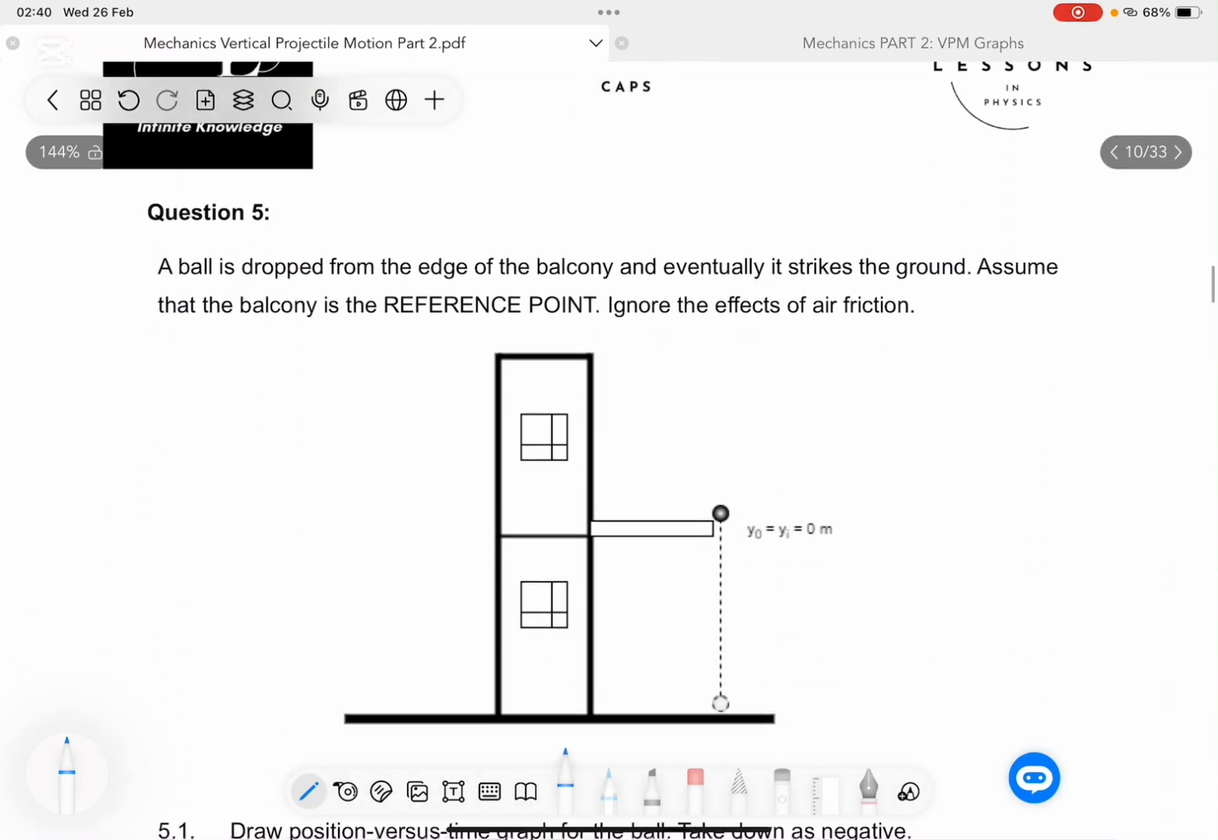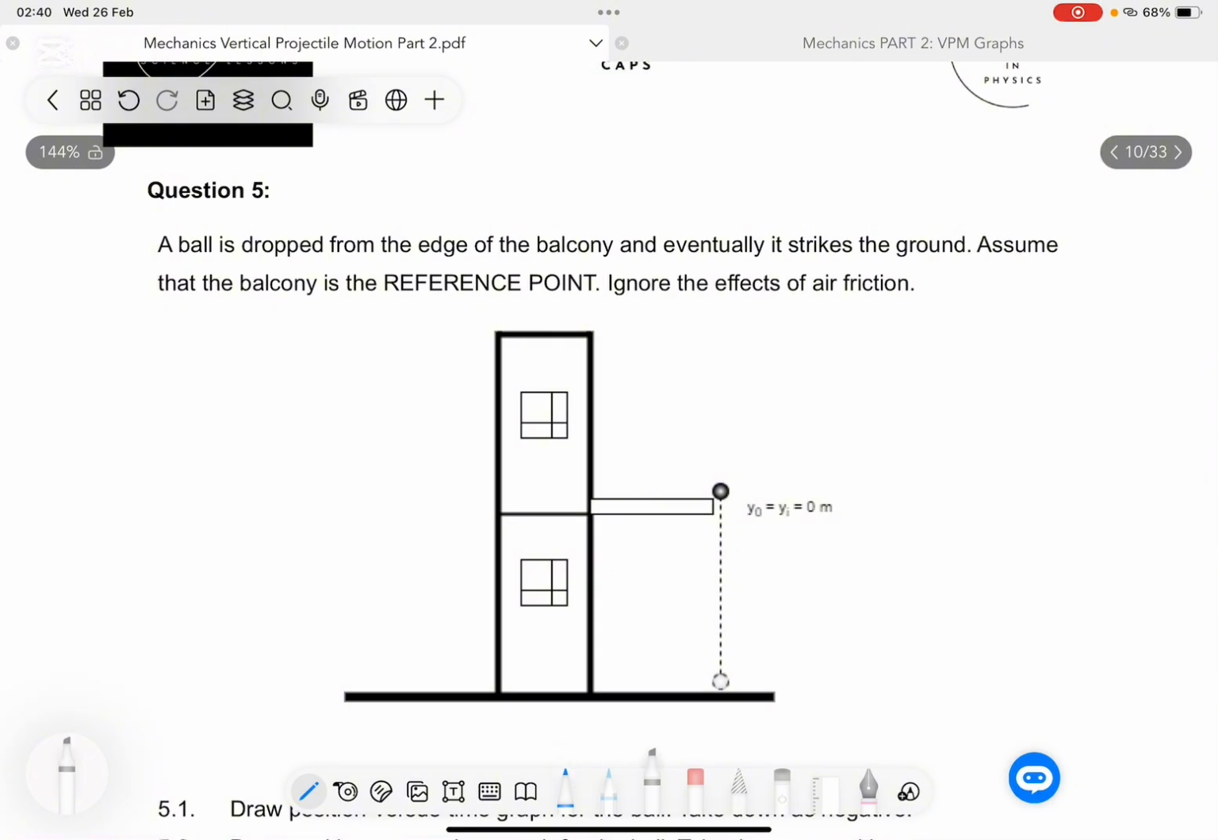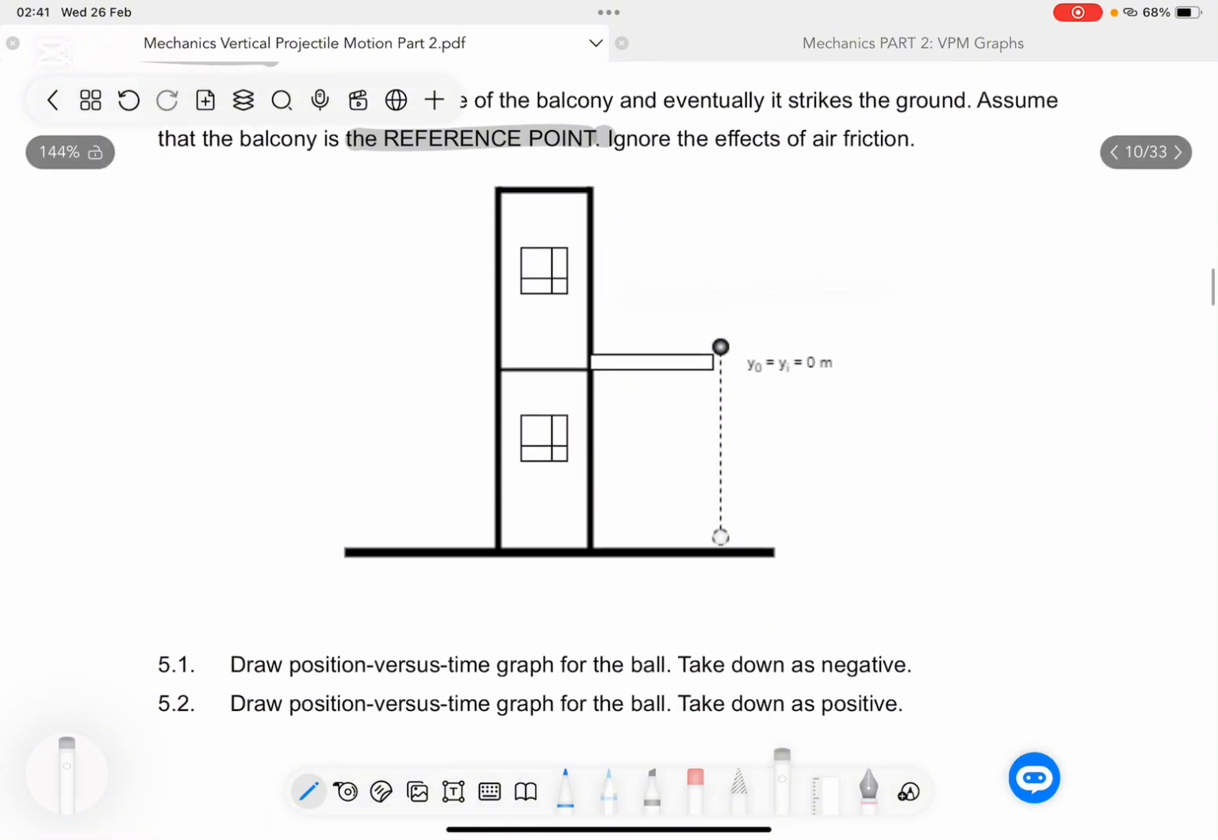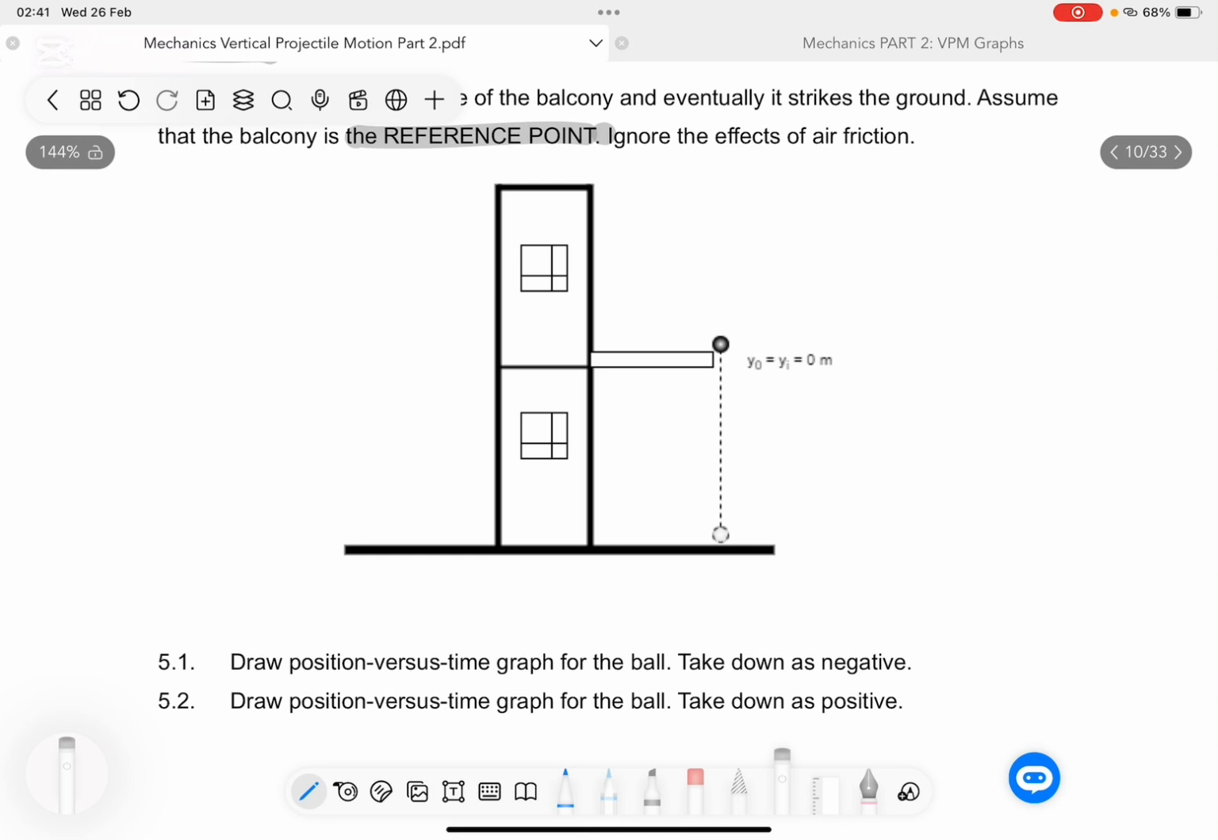We are then now going to look at question 5, which looks at a ball that is being dropped from the edge of the balcony and eventually strikes the ground. Now we say here, assume that the balcony is the reference frame. Now we are saying the balcony is the 0 point, where we measure our position to be 0, and we ignore the effects of air friction. Then 5.1 says, draw the position versus time graph for the ball.